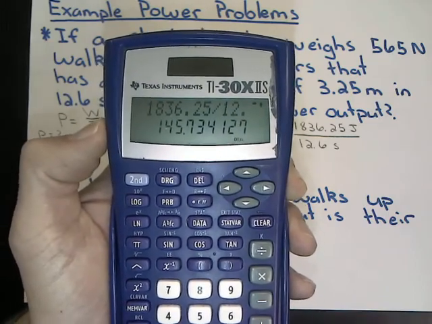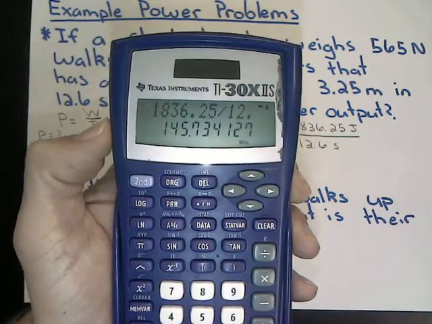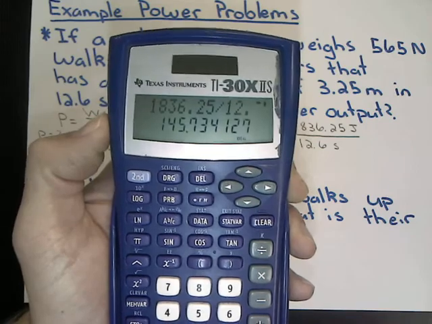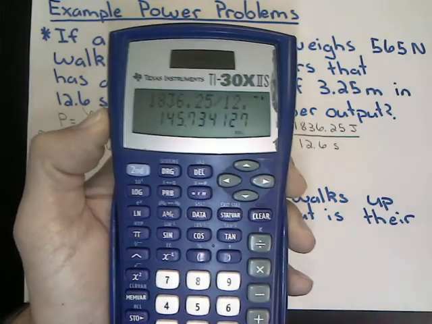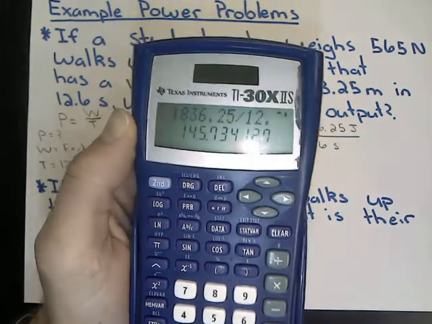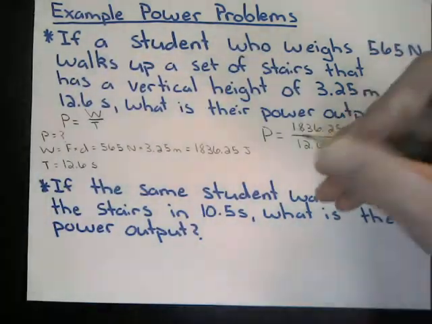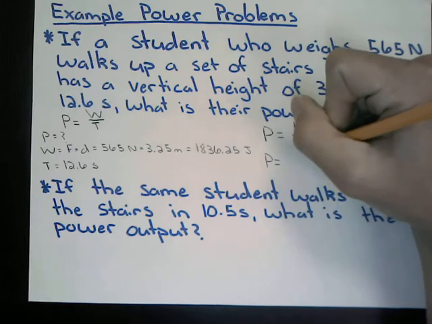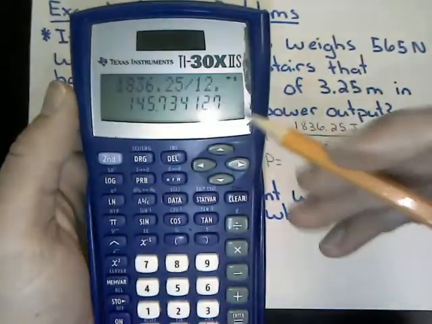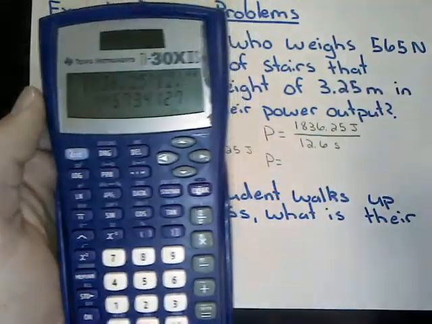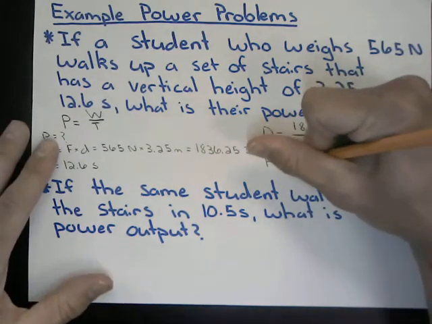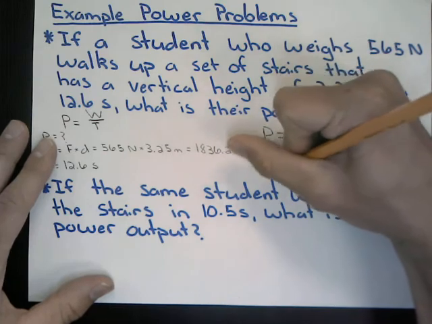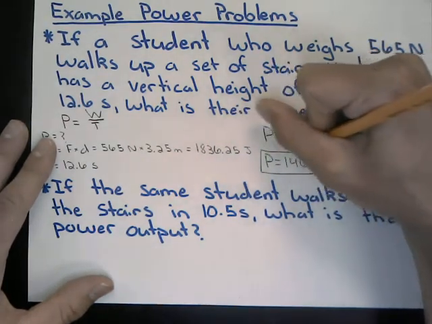Now I'm going to round this to 3 total digits. So my answer here is going to be 145 watts, or 145 joules per second. So my power output here is 100, and I should have rounded that, 146 would be our answer. So our answer would be 146, big W non-italicized, for watts.